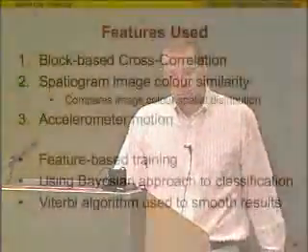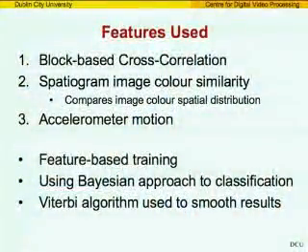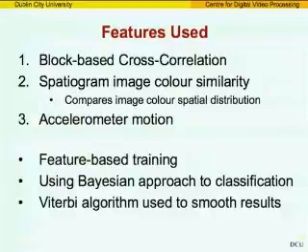The approach we've taken for this is that we do block-based cross-correlation between SenseCam images. We also generate spatiogram image color similarities between SenseCam images, and we look at accelerometer motion values. So this is a kind of a training approach. It uses a Bayesian approach to training, and then we smooth out all of the output of that using a Viterbi algorithm.